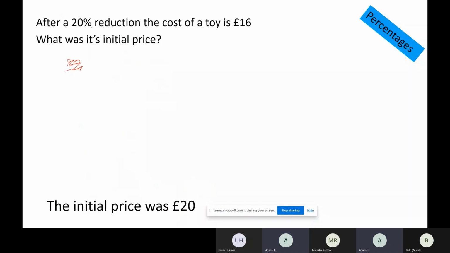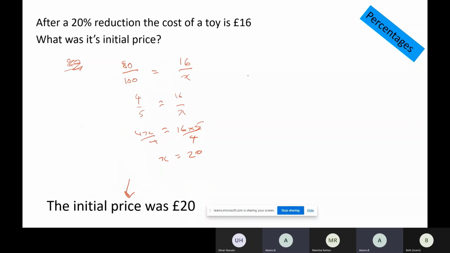After a 20% reduction, so I've got 80% left, so 80 out of 100. The toy is £16, so what was its initial price, so 16 over x. 8 over 10, 4 over 5 is equal to 16 over x. So 4x is equal to 16 times 5, divide by 4, divide by 4, x is equal to 20. So we then write our comment, £20.